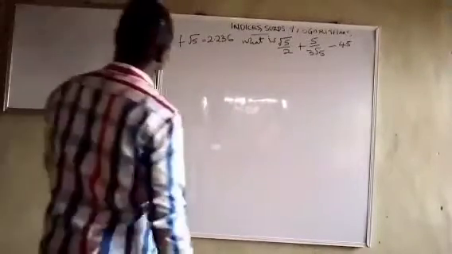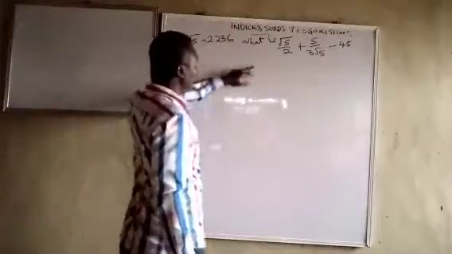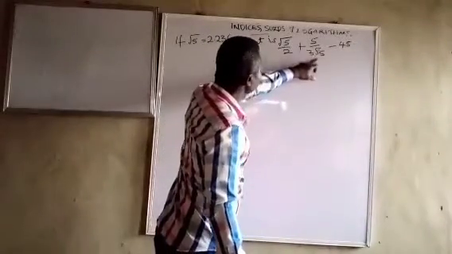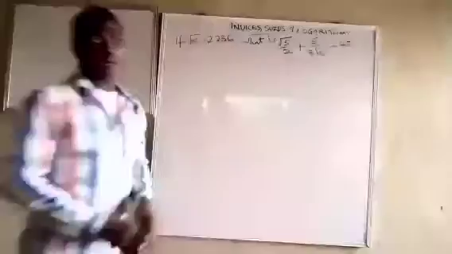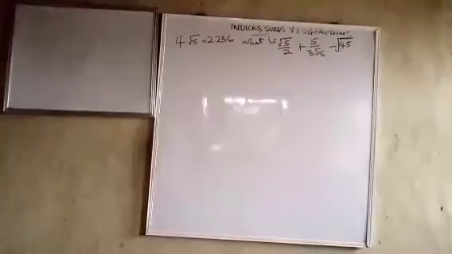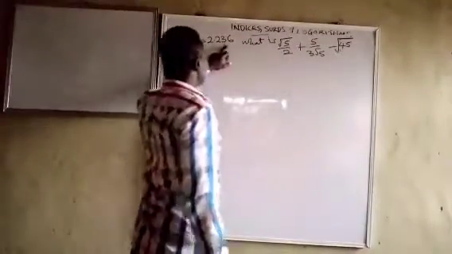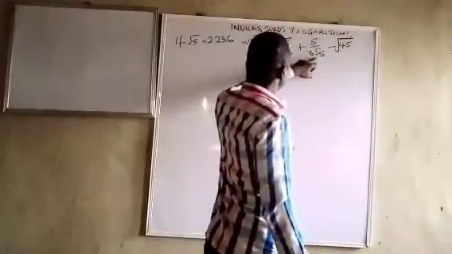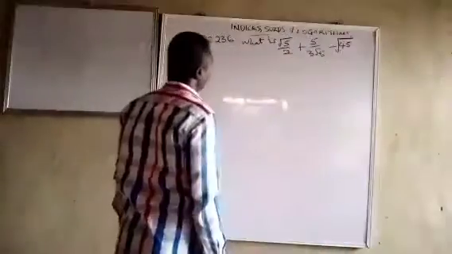We have another question. It says, if root 5 equals 2.236, what is root 5 over 2 plus 5 over 3 root 5 minus root 45? So the question is, if root 5 equals 2.236, what is root 5 over 2 plus 5 over 3 root 5 minus root 45?